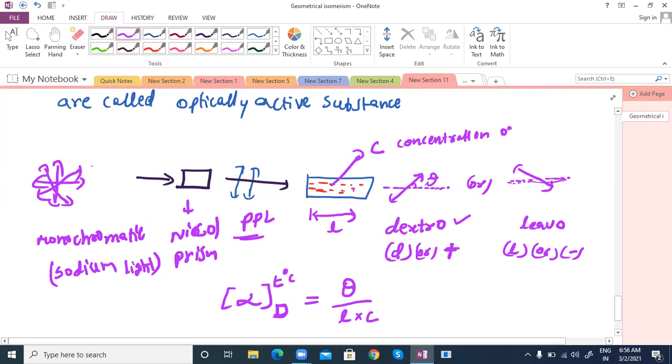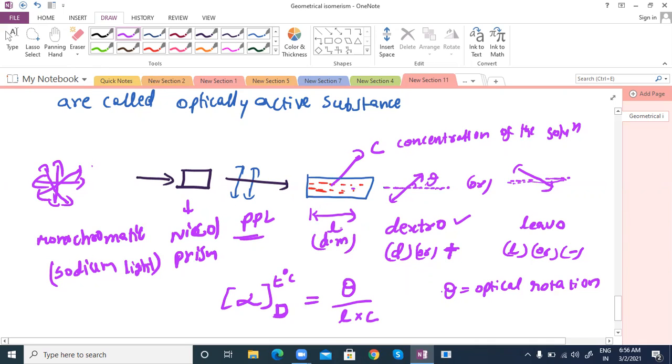So all these three together we are taking. That is only specific rotation. Theta means optical rotation. L is the length of the tube, but right, L is the length of the tube in decimeter. Please note down that point.